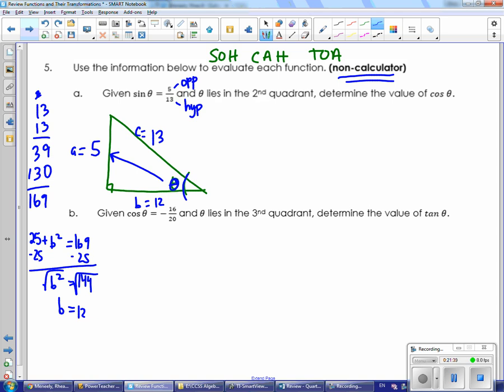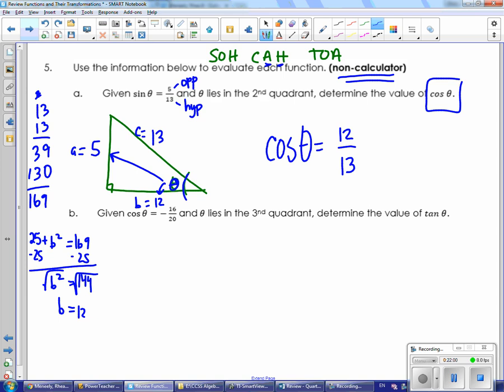Completing the triangle doesn't answer the question at all, because ultimately our goal is to figure out the cosine of theta. Well, I know that the cosine is equivalent to the adjacent side over the hypotenuse. So let's go ahead and do that. The side that is adjacent to theta is 12, and our hypotenuse is 13.